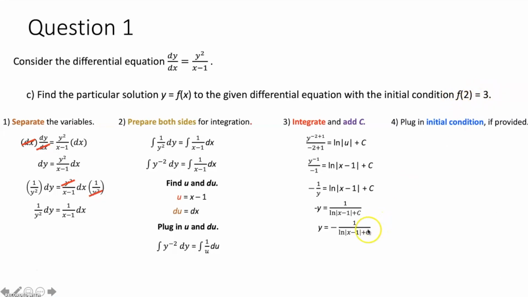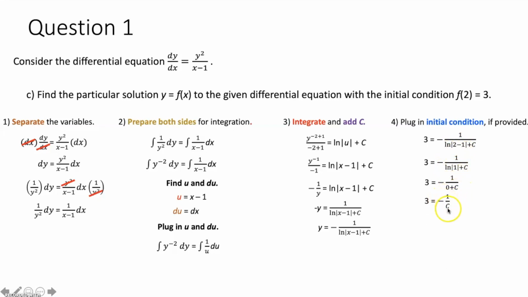That will allow us to solve for this c value and get the particular solution. So let's do that. We take 3, plug it in for y. We take 2, plug it in for x in our general solution. We then simplify. 2 minus 1 is going to give you 1. ln of 1 we know is 0, and then 0 plus c is just going to be c.